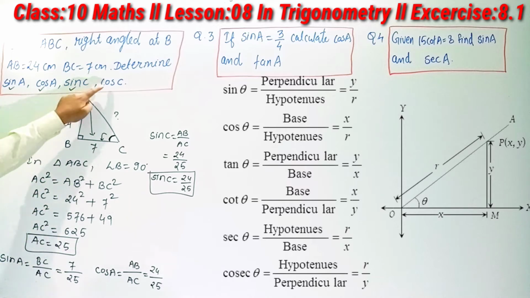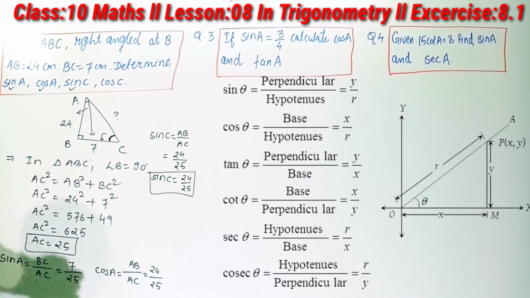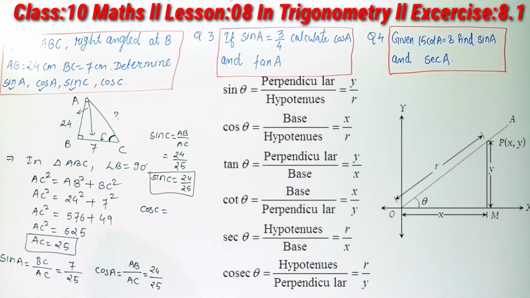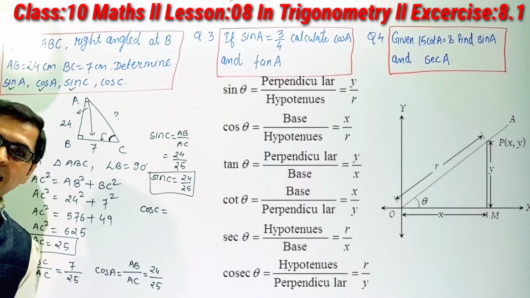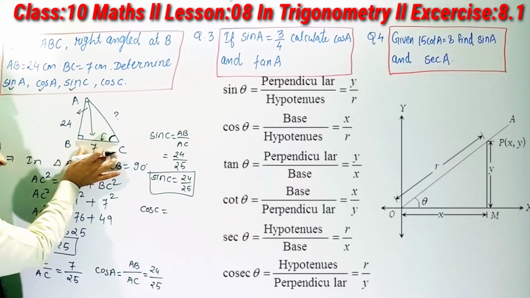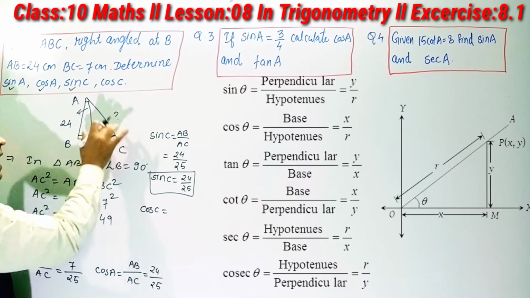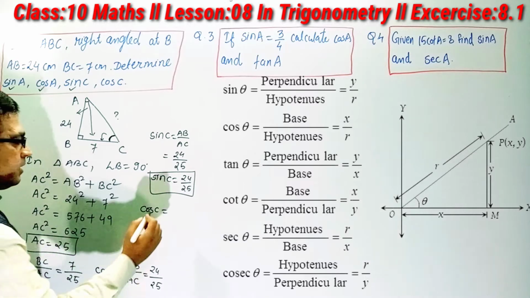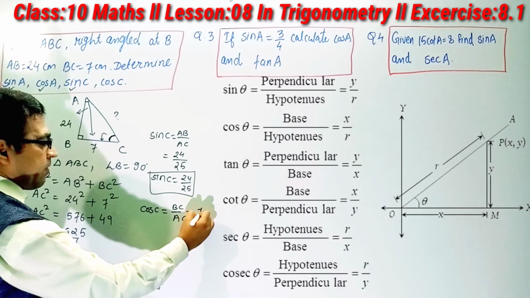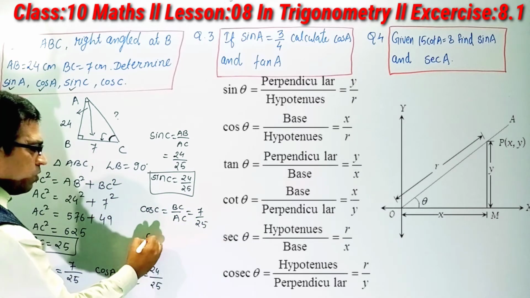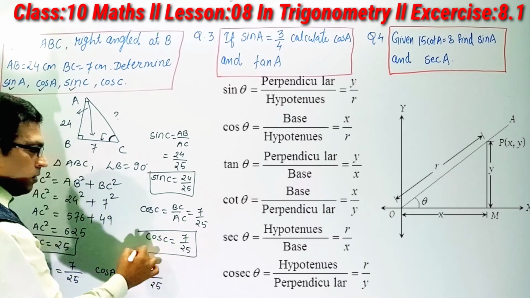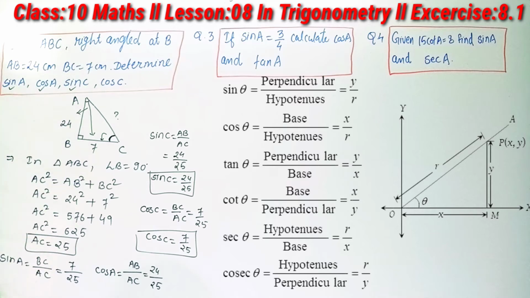Now we want to find out cos C. What is cos C? We know that cos theta is equal to base by hypotenuse, otherwise you can say adjacent side by hypotenuse to that angle. So for angle C, the adjacent side or base will be BC and the hypotenuse will be AC. So BC upon AC. BC is 7 and AC is 25. So the value of cos C is equal to 7 upon 25. Right students? Now moving to the next question.